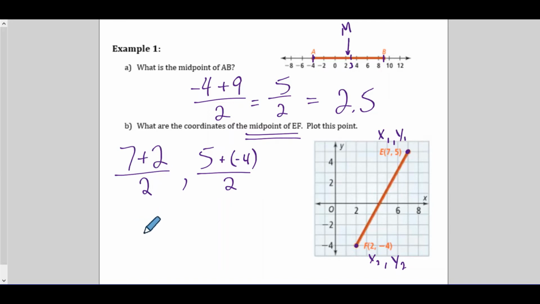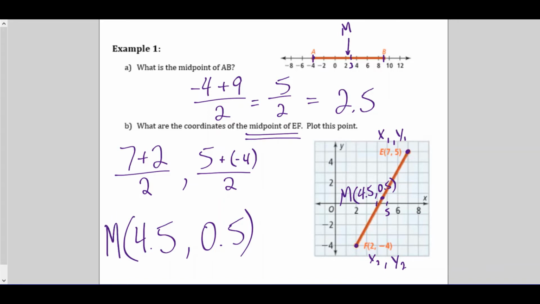So that's 9 over 2. I'm going to actually write that as a decimal as 4.5. And then 1 over 2, which is just 0.5. So my midpoint is 4.5 and a half. Actually, it might have been easier to just leave that as a fraction, but either way, those are the coordinates for what I'm going to label as point M, because it's my midpoint.